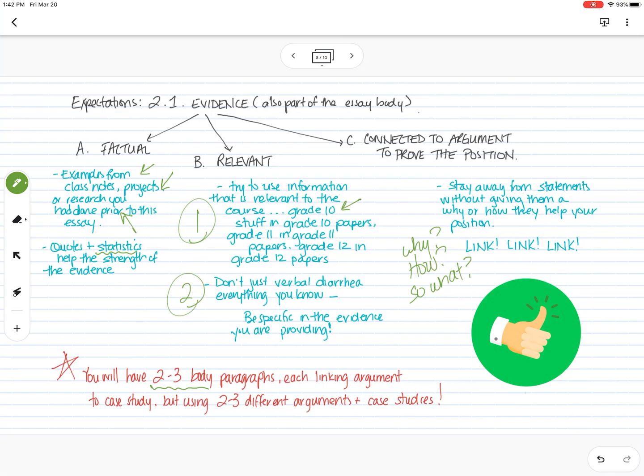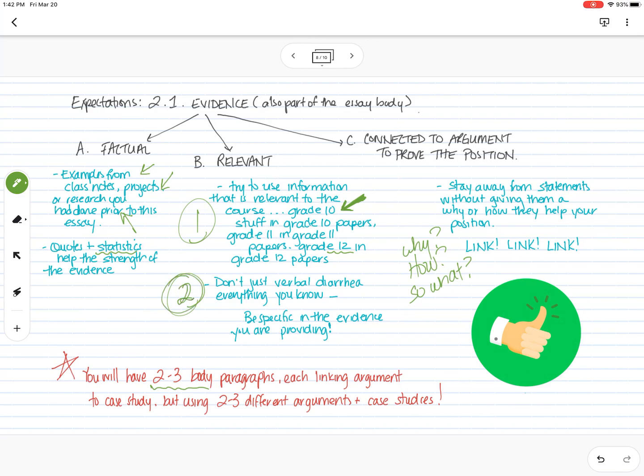When we're looking at something being relevant, something I want you to keep in mind is that if you're in grade 10, you've got a bunch of things in grade 10 that can work for this paper. When you get to grade 11, you now have all of your grade 10 material plus your grade 11 material. I'd like you to try and use the appropriate material for the appropriate grade level. This isn't saying that you cannot use the Rwandan genocide if you are in grade 12 and writing a paper, but let's try and use something from grade 12 curriculum, something from grade 12 projects to write those grade 12 papers. Same thing for grade 11, same thing for grade 10.